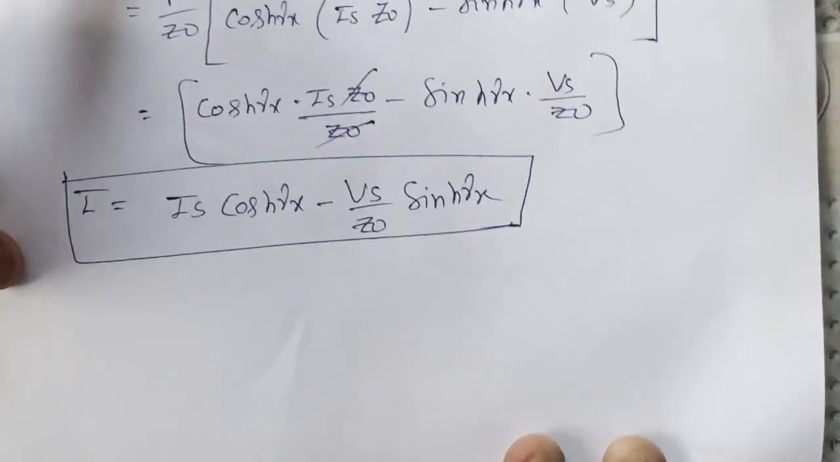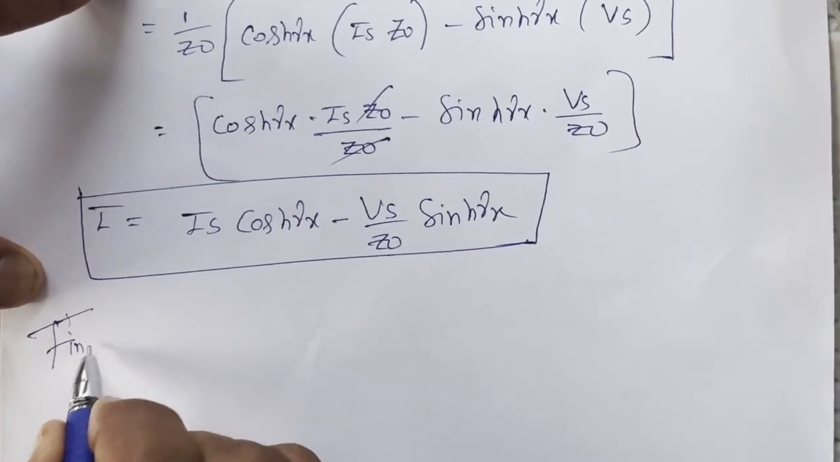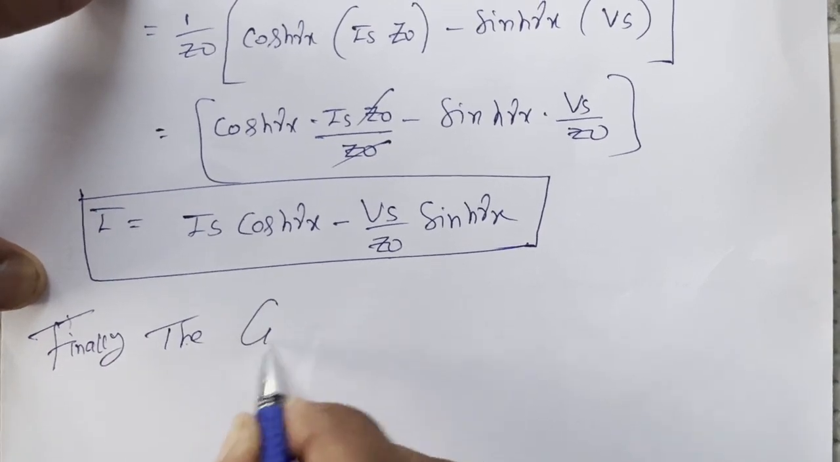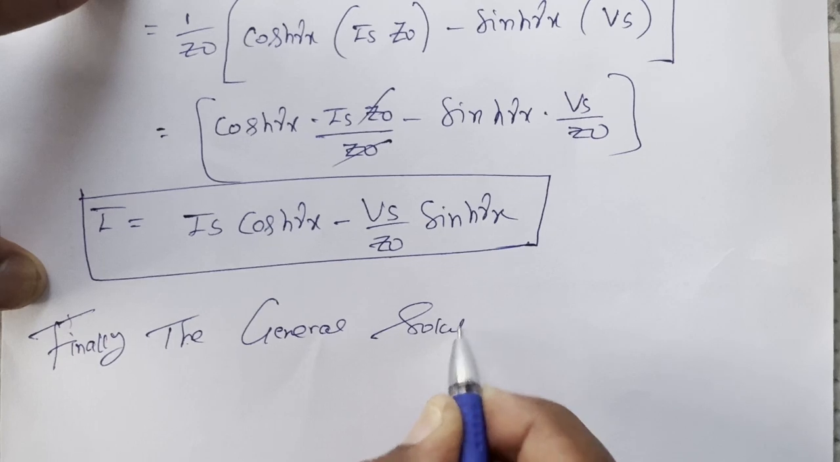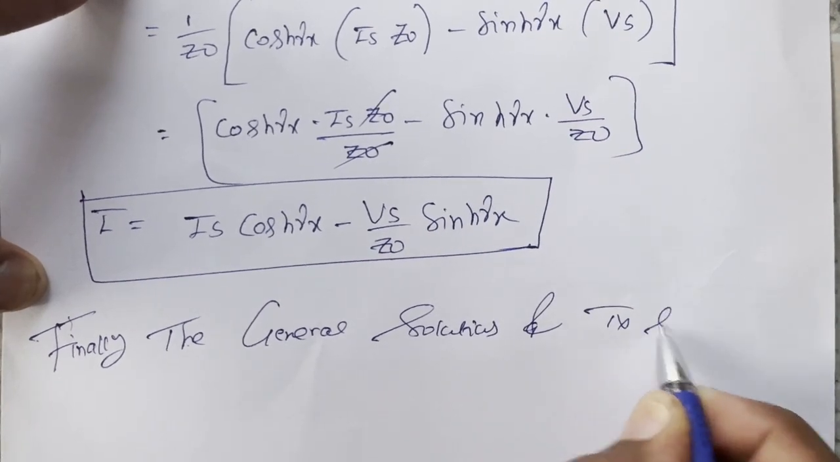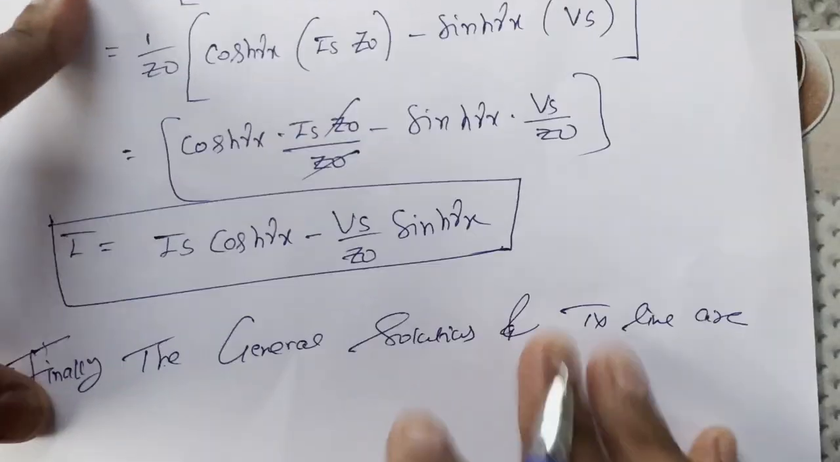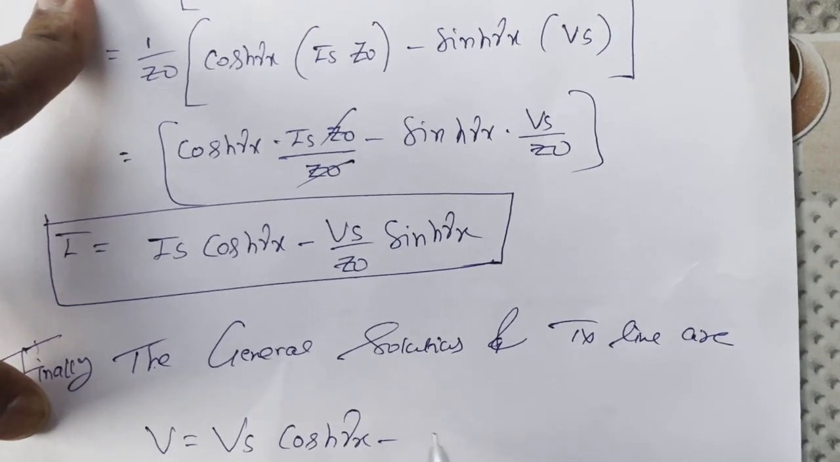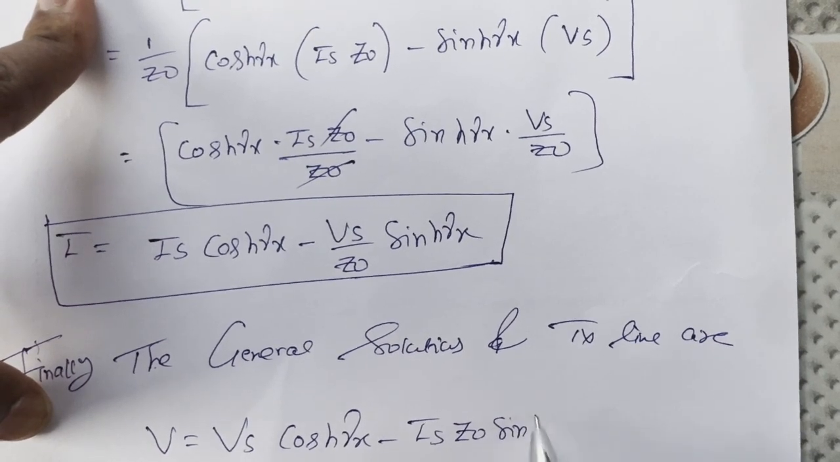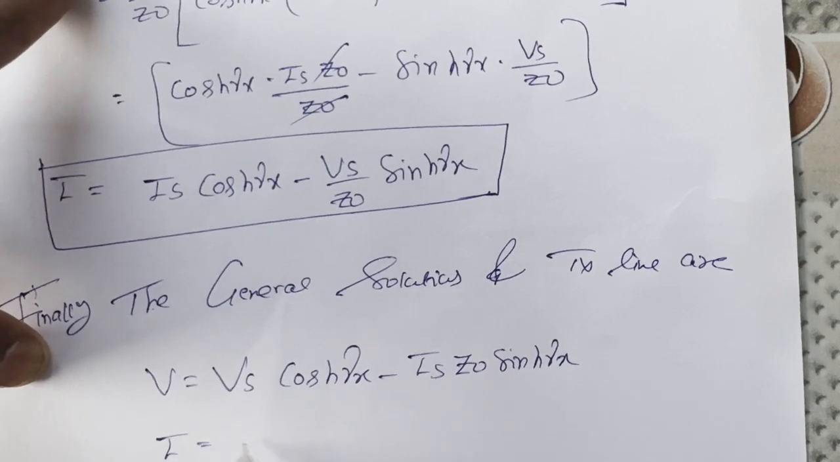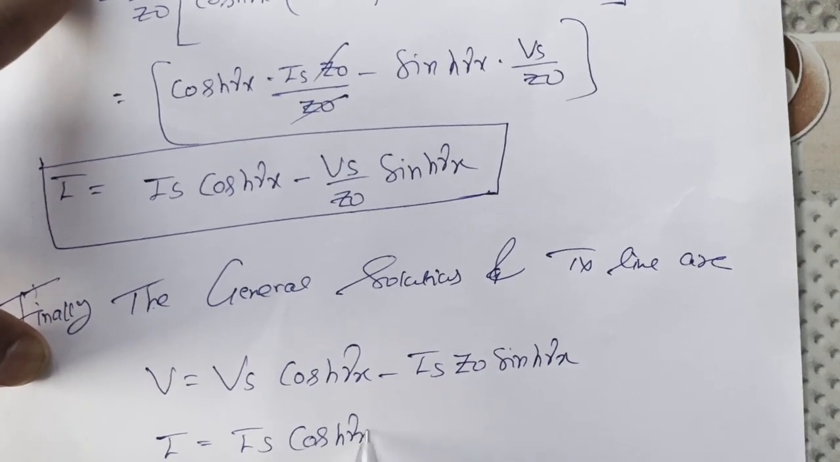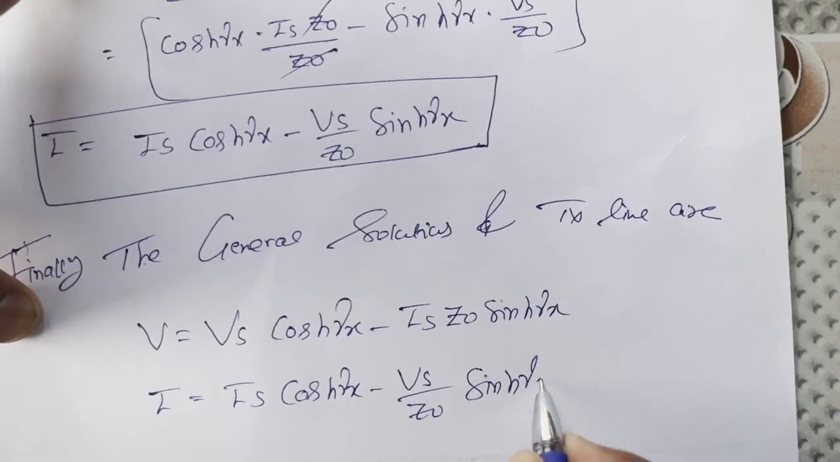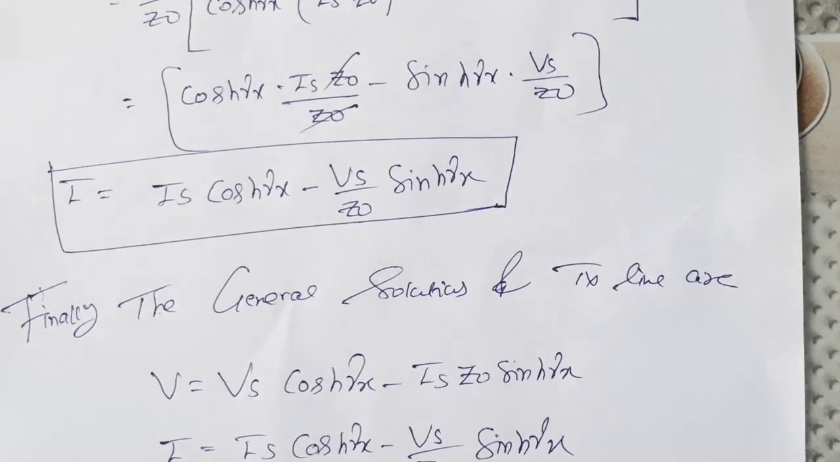So finally, the general solutions of the transmission line are, first, V equal to Vs cosh gamma x minus Is Z0 sinh gamma x. Then I equal to Is cosh gamma x minus Vs by Z0 sinh gamma x. These are the solutions of the transmission line.